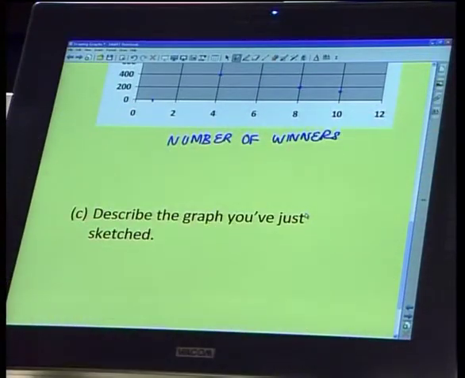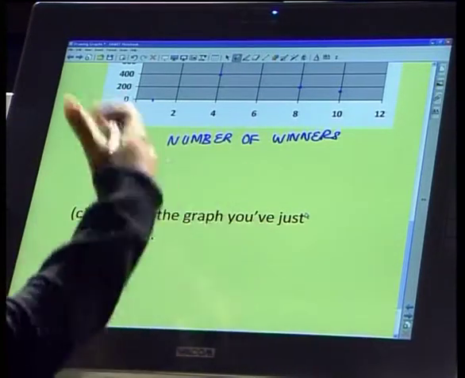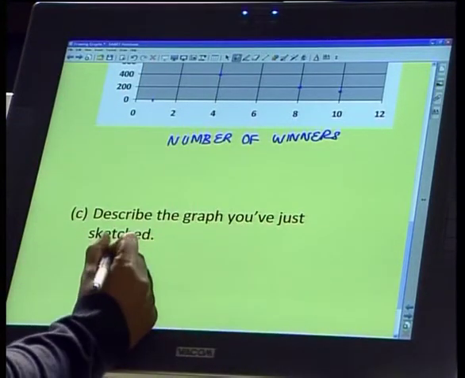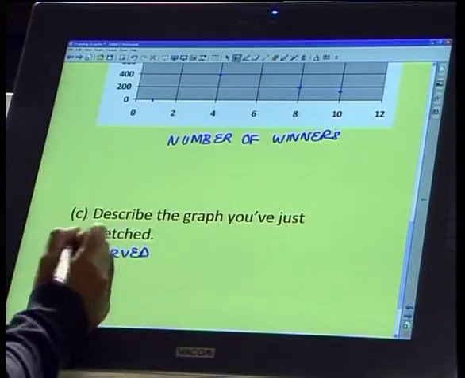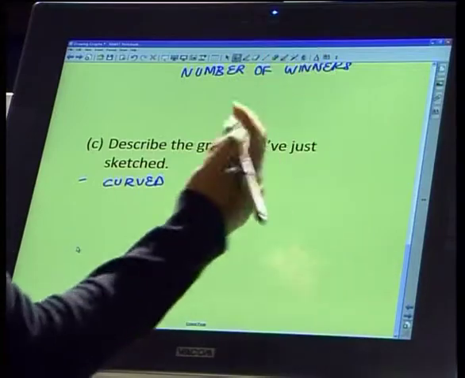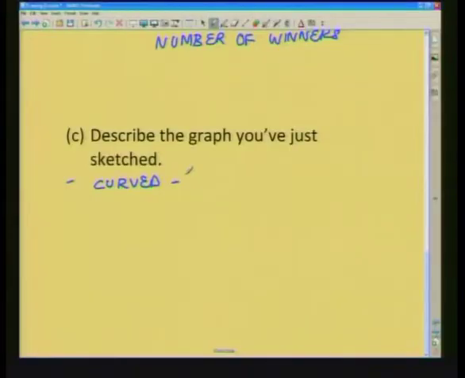So C asks us to describe the graph that we've just sketched. Well, we've just sketched a graph that's curved, definitely a curved graph. All right. If you want to be really technical and get a lot of marks, or not a lot of marks, if it's worth 1 mark, you will only get 1 mark. But if you want to be quite technical and describe it properly, we can say it's a hyperbola. Hyperbola with the P there. All right. Or you can say it is a graph describing an inversely proportional relationship.